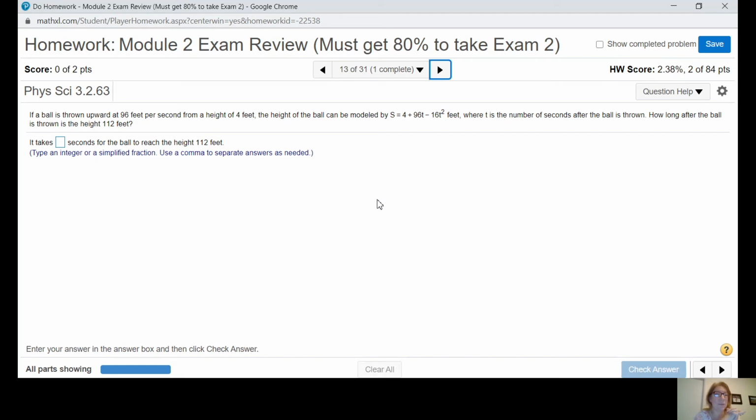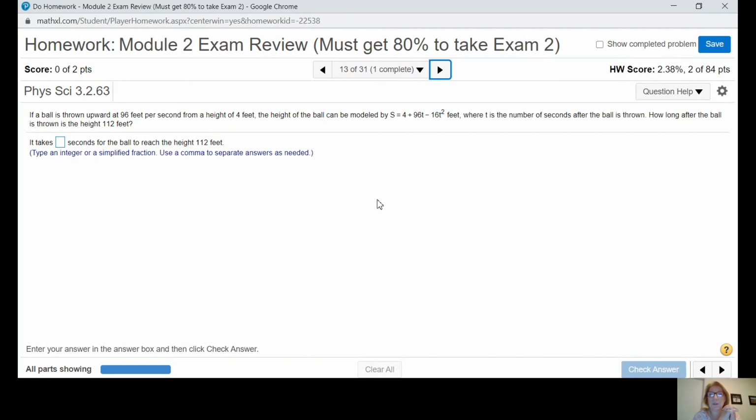All right, so this is a ball that's being thrown up in the air at 96 feet per second from a height of 4 feet. And the height of the ball can be modeled by 4 plus 96t minus 16t squared feet, where t is the number of seconds after the ball is thrown.